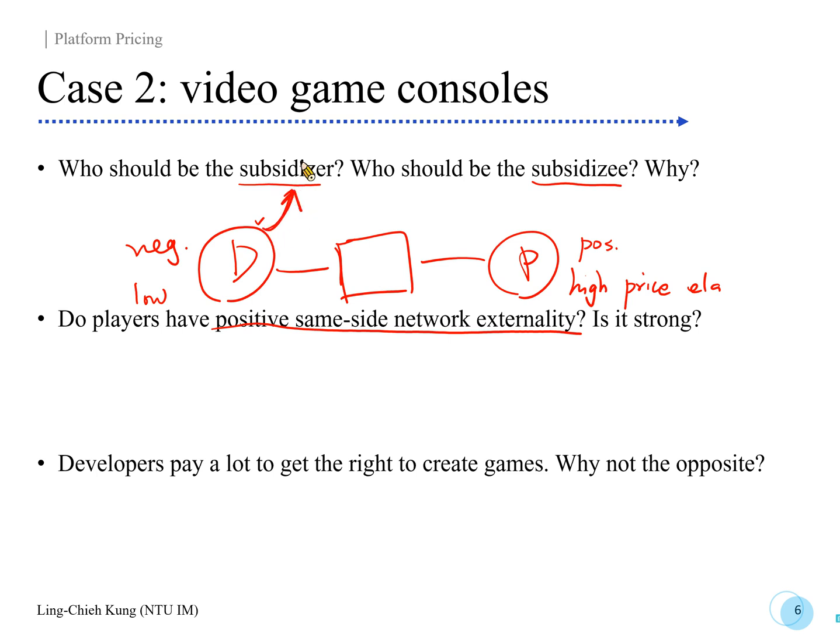Developers should be the subsidizer, and the players should be the subsidizee. That basically may explain why those game consoles are typically sold at a price that is lower than its marginal production cost. That makes sense to give discounts on the machines, right? So that they pay more to buy your materials.